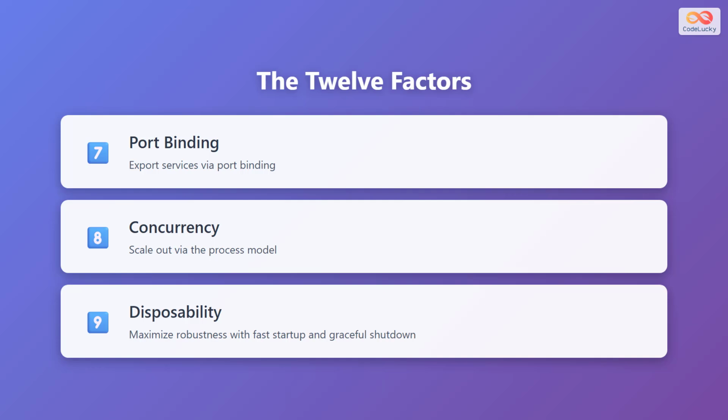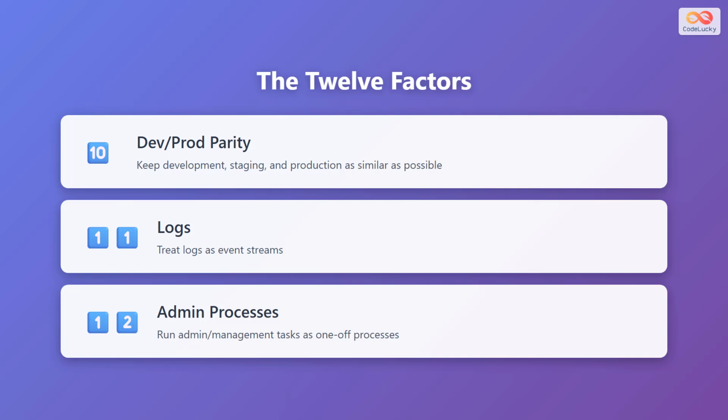Factor number 9 is disposability. Maximize robustness with fast startup and graceful shutdown. Your application processes should start quickly and shut down cleanly. They should be able to handle sudden termination and recover gracefully. This disposability enables rapid deployment, elastic scaling, and robust production environments. Factor number 10 is dev-prod parity. Keep development, staging, and production environments as similar as possible. Minimize the gaps between these environments to enable continuous deployment and catch issues early. Use the same backing services and configuration structure across all environments.